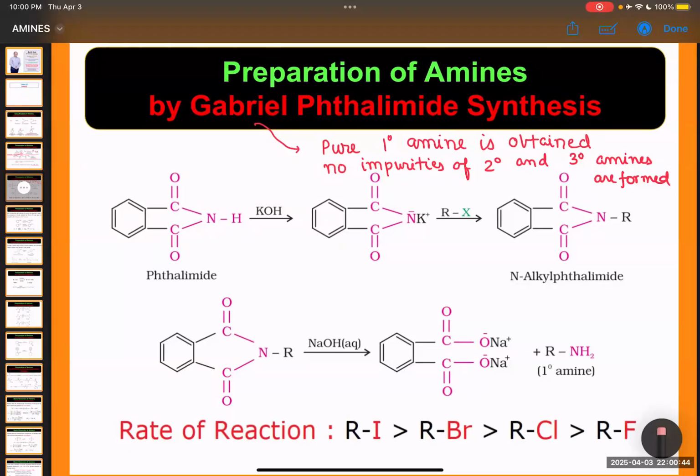So no impurities of other amines are found, the secondary and tertiary. And this is how it is carried out. You start with the phthalimide, you heat it with a base. This is acidic hydrogen and that is base, so you have a potassium phthalimide.